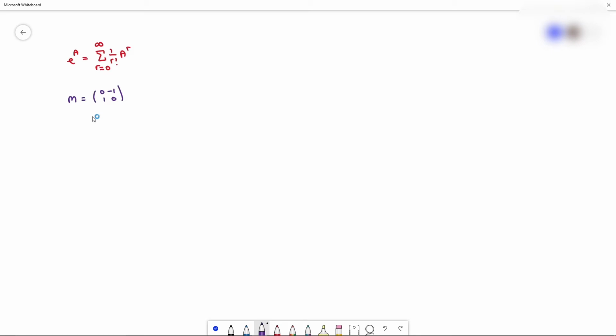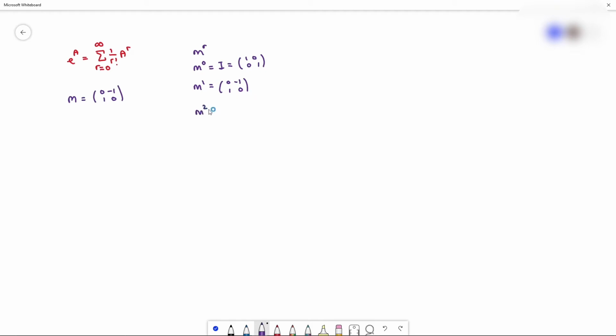So before we start doing all kinds of fancy stuff with this matrix, I want to show you guys the pattern in M to the power of r for different values of r. And I'm going to define M to the power of 0 to be the identity matrix, which is basically 1, 0, 0, 1. Okay, so M to the power of 1 is obviously just M itself, so it's just going to be 0, minus 1, 1, 0.